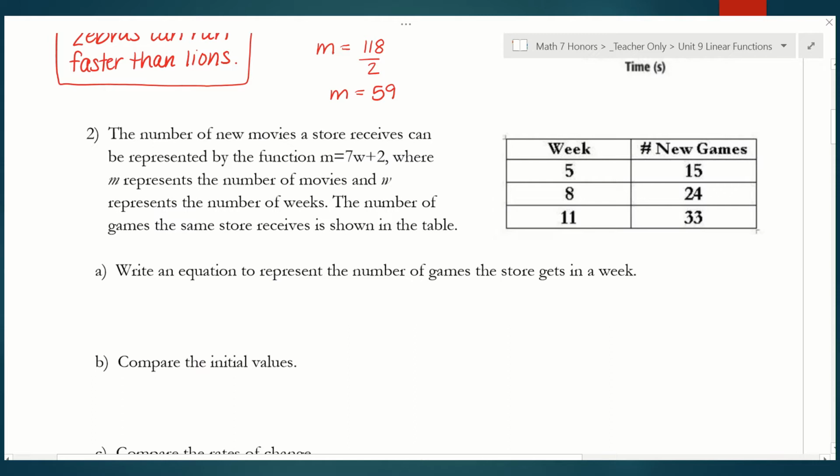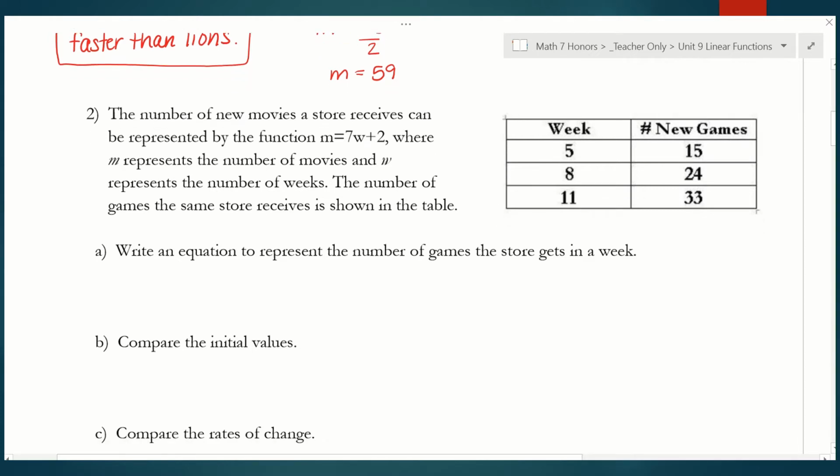And so we're going to be comparing the movies versus the games that the store receives. A couple of things to point out. This is probably the first time we've looked at an equation that doesn't use x and y. It's important to notice that the m, because that's in the place where y usually is, means that the movies in this case is y. And the w is where the x usually is, so weeks in this case is our x. That'll be important when we're trying to figure out our slope and our y-intercept so that we can write the equation.